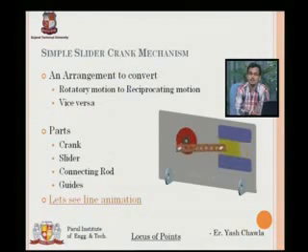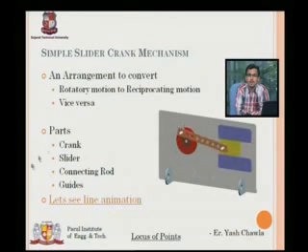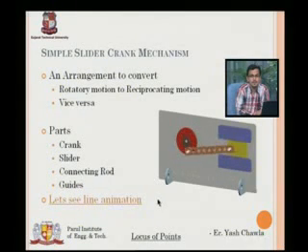And there are basically four parts of this particular mechanism. One is the crank. The particular bar which is connected here is known as a crank, and this is the crank wheel. The other is a slider. The yellow block that you can see is a slider. The connecting rod, which is this brown one, and the guides, which are these blue ones. Now to understand this better, let's see a line diagram of this.